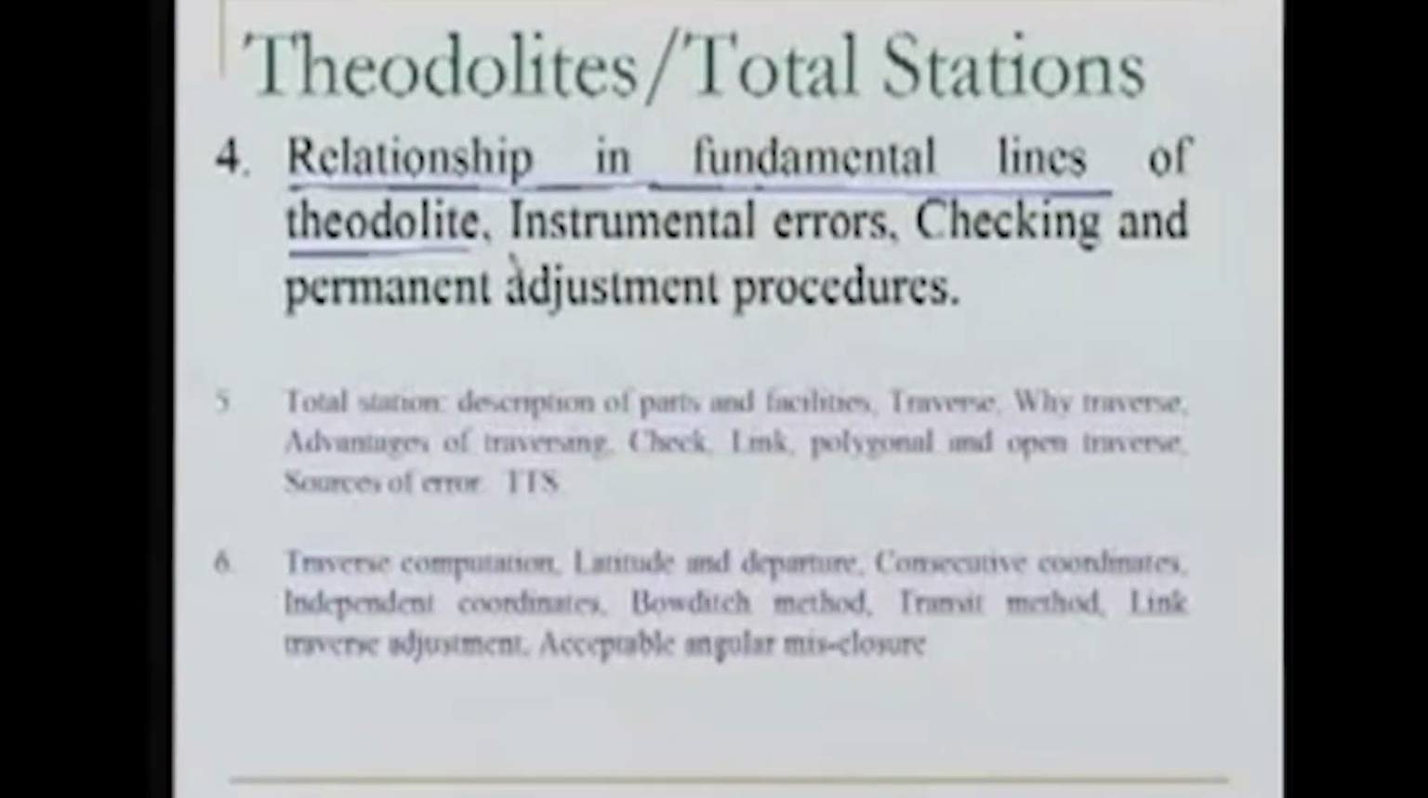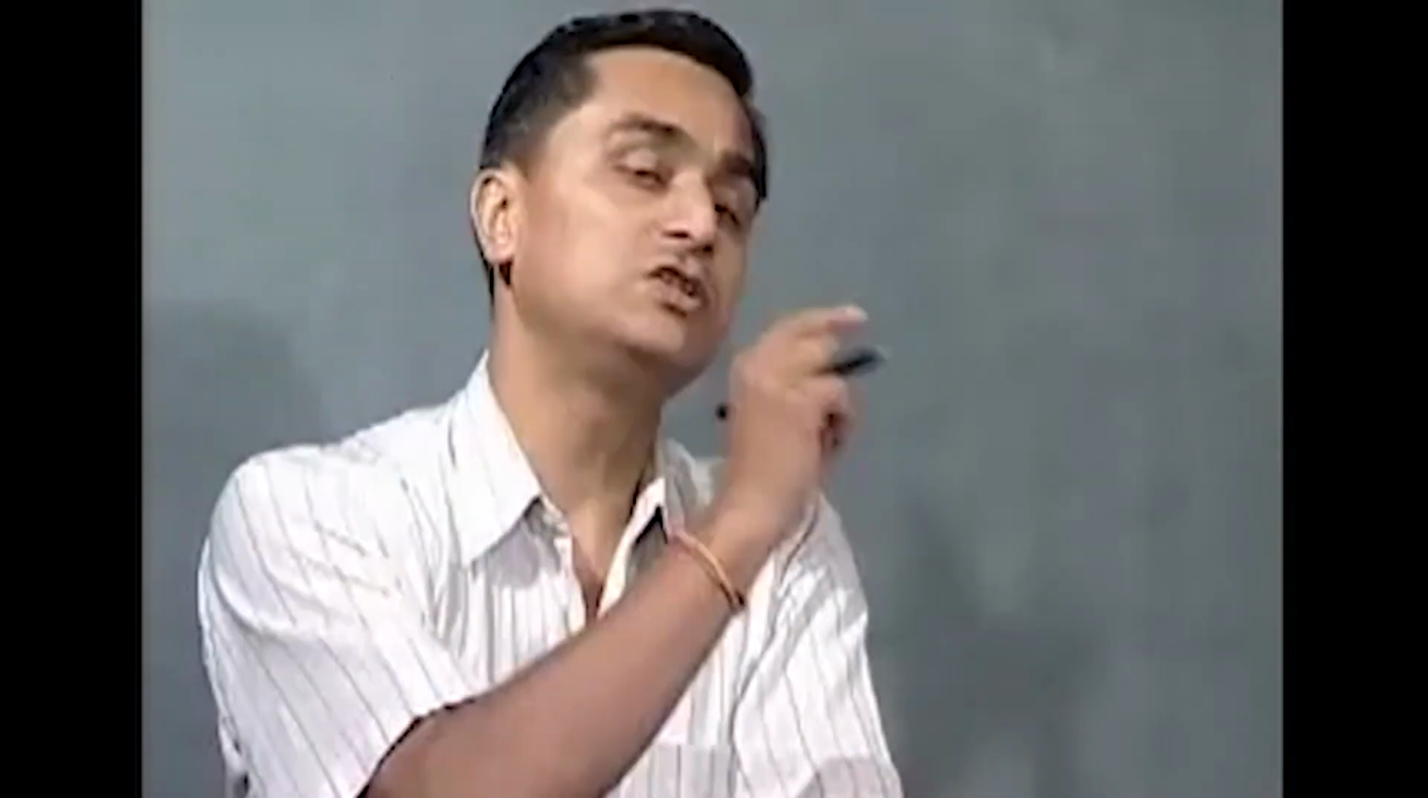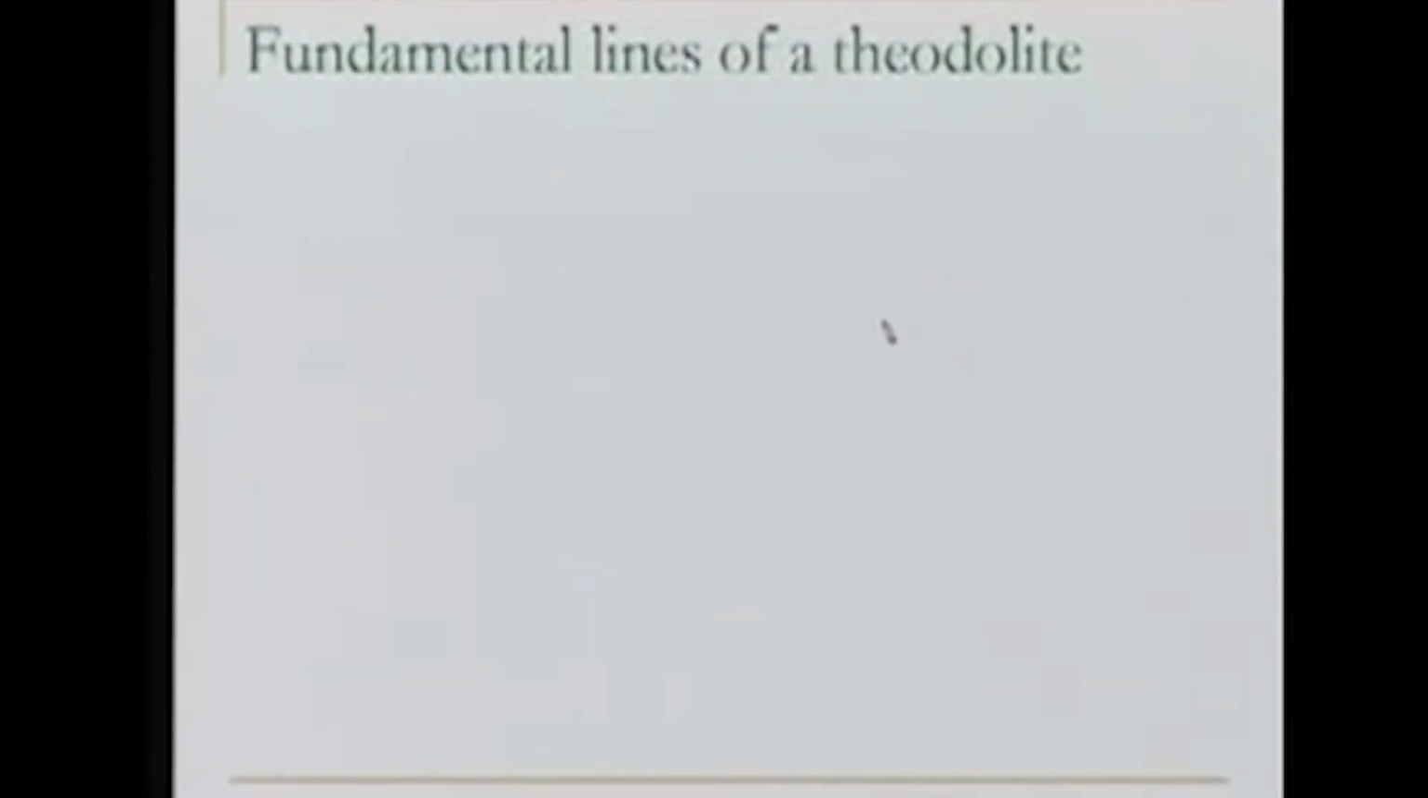If those relationships are not as desired in the instrument, what happens? The instrument will have errors. How do we check these errors and how do we eliminate them? You can eliminate the errors by adopting some strategy in observation. Also, we can eliminate them by permanently eliminating the error while working on the theodolite. So this is all that we are going to do today.